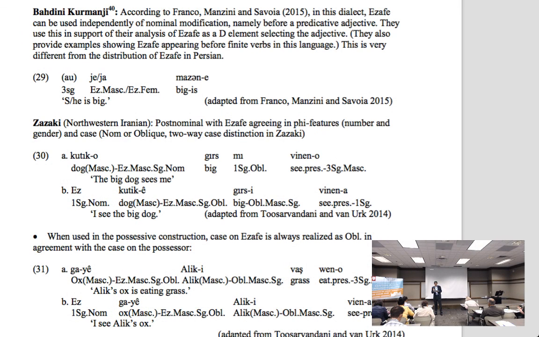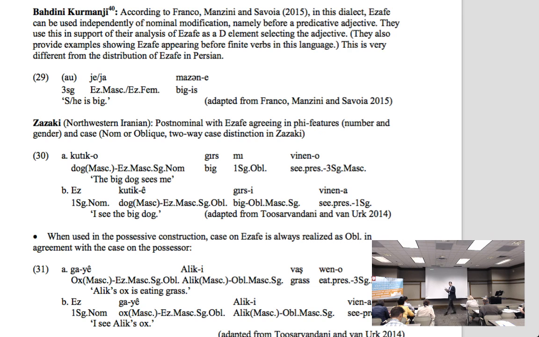But just looking at Bahdini Kurmanji, doing it at least justice and looking at the example, they even in fact give examples where the Ezafe appears before finite verbs, which would be very strange for Persian. So we have something like third person singular, he, she, and then we have the Ezafe, so she is big. You basically get this Ezafe before big, which is a predicative adjective. I haven't done any field work on any of these languages that I've cited here. All of this is from grammars, okay? So I've trusted the grammars and the literature that's out there.